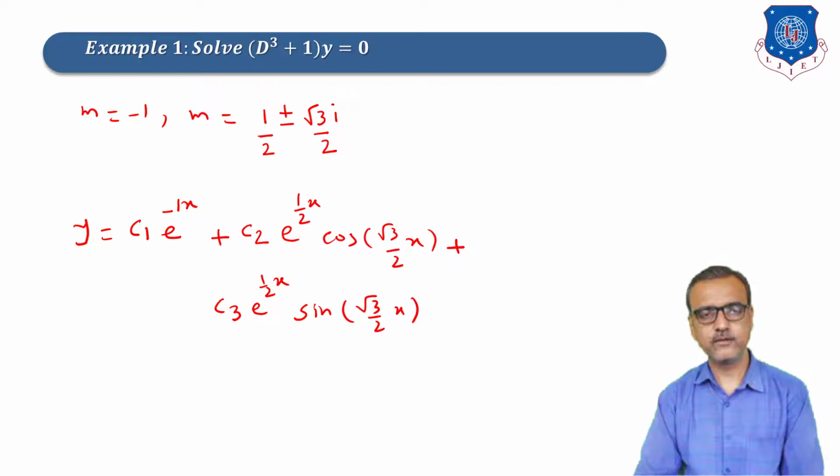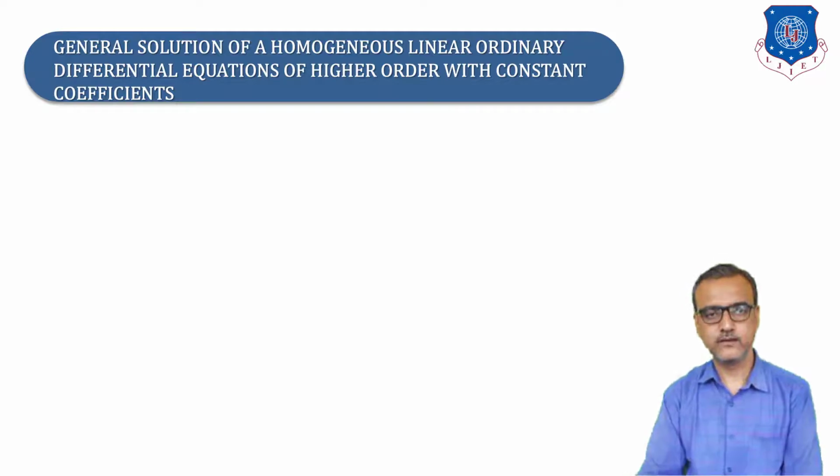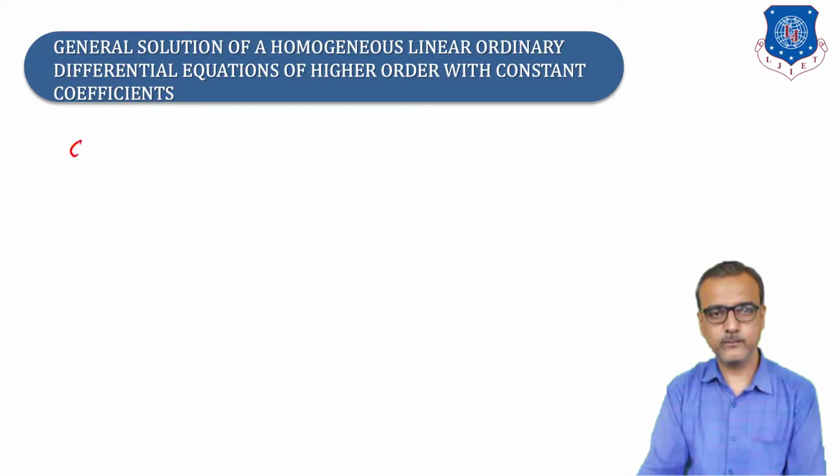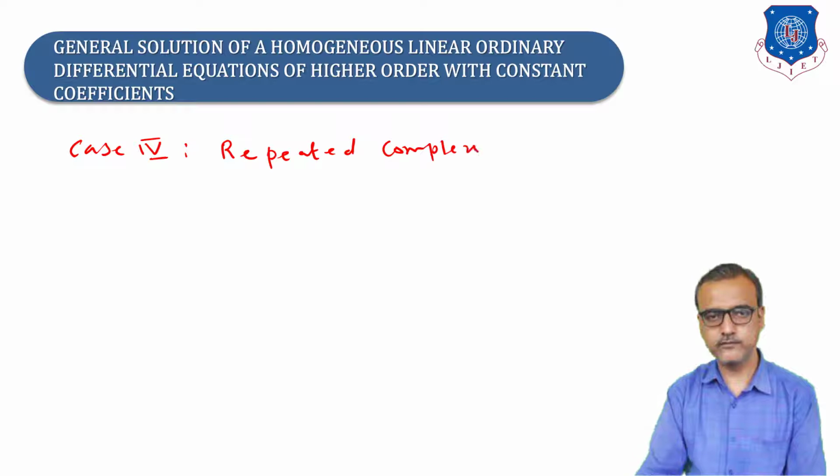Now we will see case number 4, the general solution of a homogeneous linear ordinary differential equation of higher order with constant coefficient. Case number 4. And what is that? That is repeated complex conjugate roots.